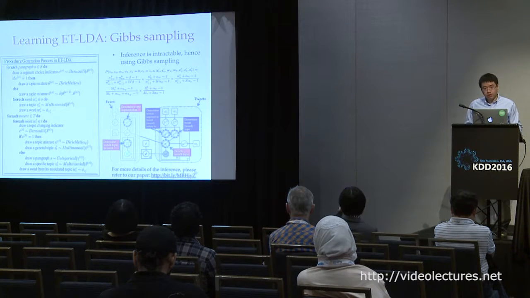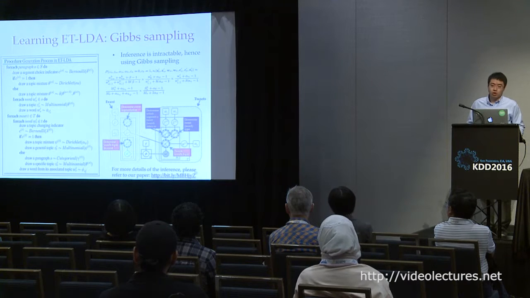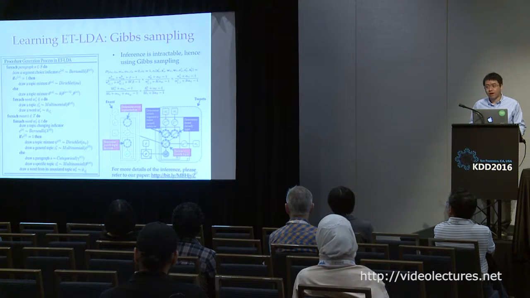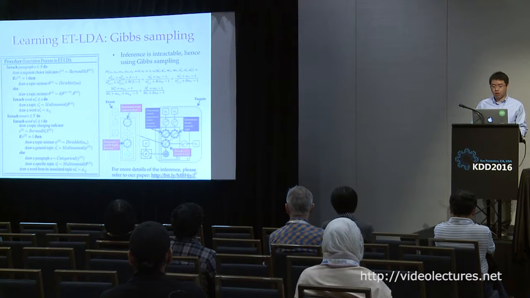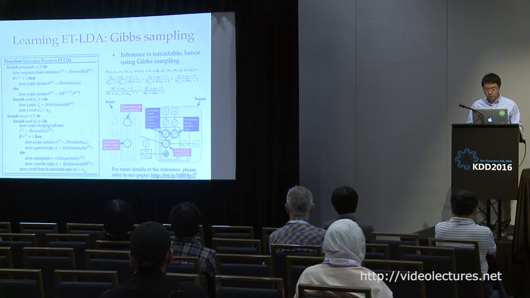And as we all know, in these LDA-like models we often have parameter coupling, which implies that we have to develop approximate inference algorithms to infer the parameters of this model. What we did in this work is to use Gibbs sampling to infer the parameters of this model using these update rules.